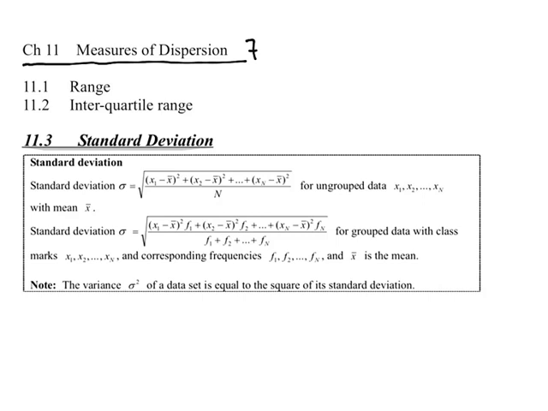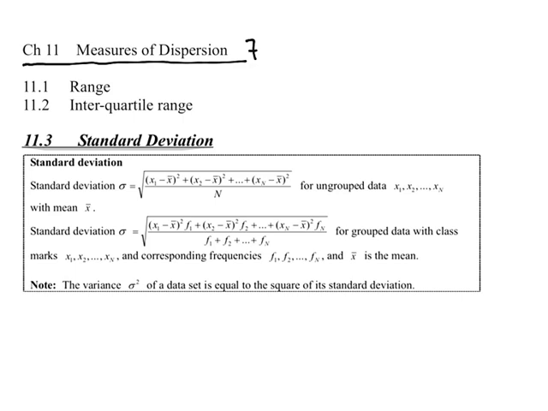Form 5, Chapter 11, Measure of Dispersion, Lesson 7. For this chapter, we have learned the dispersion of the data. That means we'll see whether the data in a data set are close to each other or separate from each other by using different measures.